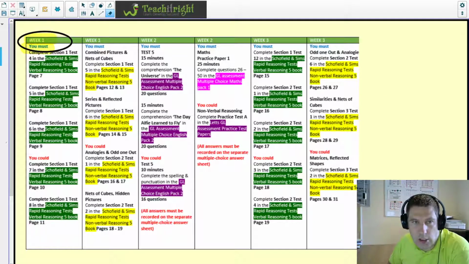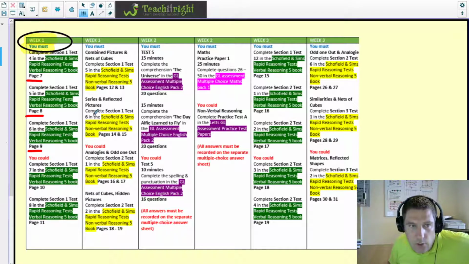The next slide just shows you the homework overview, just so you're clear about what this video is going to cover. So we're going to be looking at the Schofield and Sims Rapid Reasoning Tests Verbal Reasoning book, and we're going to be looking at 3 separate tests. We're going to be looking at Section 1, Test 4 on page 7. We're also going to look at Section 1, Test 5, page 8. And we're also going to do the test on page 9, which is test 6. So 3 consecutive tests, 4, 5 and 6 on pages 7, 8 and 9.